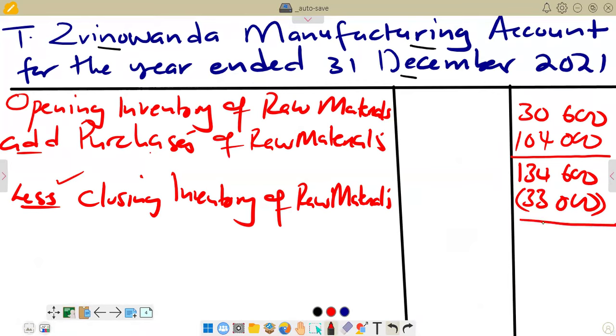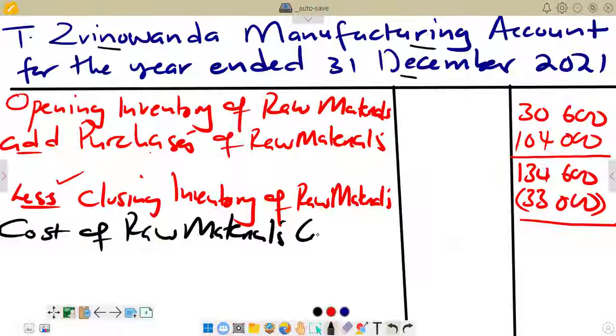And then after this, we can now get our cost of raw materials consumed. So the figure that we are going to get there is going to indicate our cost of raw materials consumed. That's the figure that is going to come here. So 134,600 minus 33,000, the figure that you are supposed to get there is 101,600. Then after that, that's when you are supposed to add your direct labor, which is our direct wages.